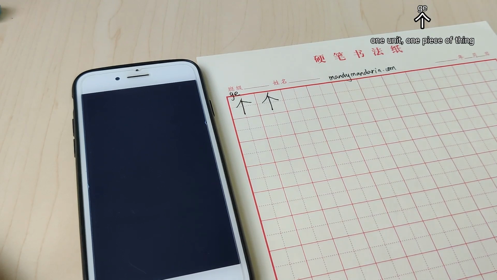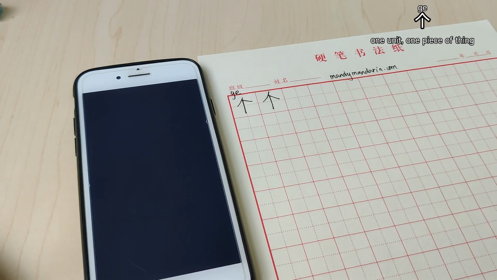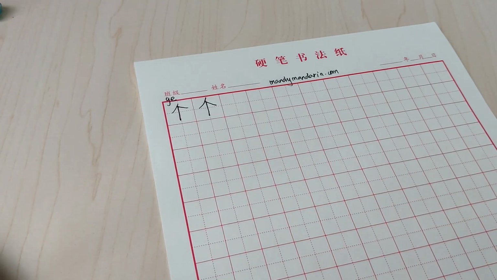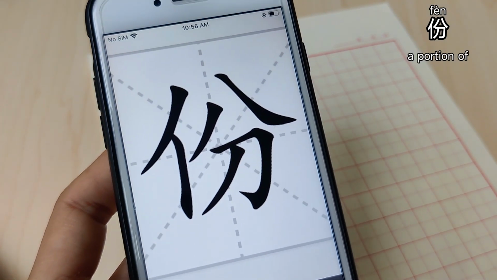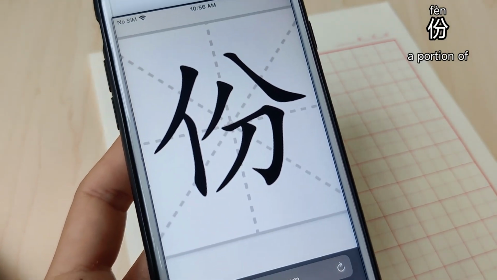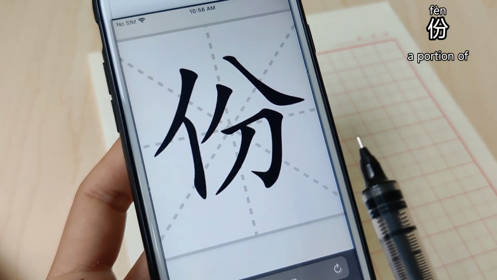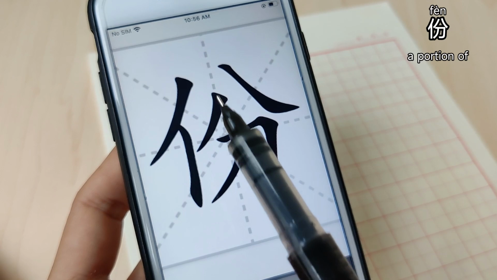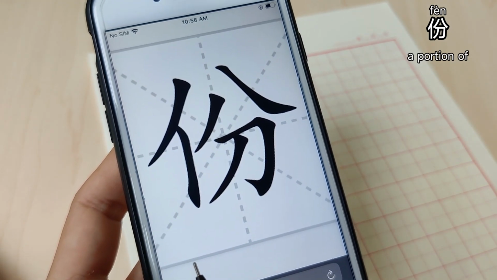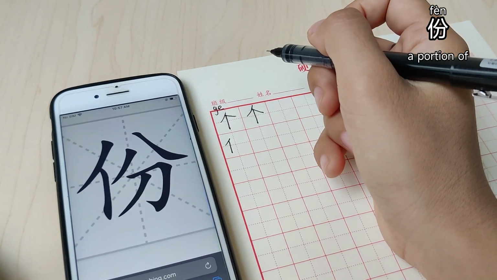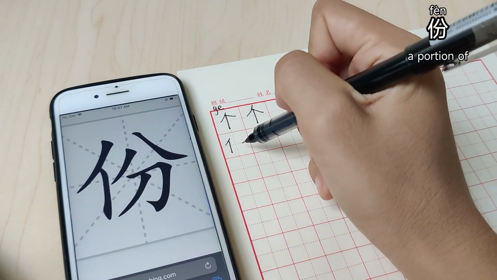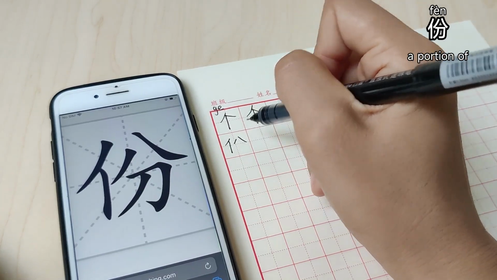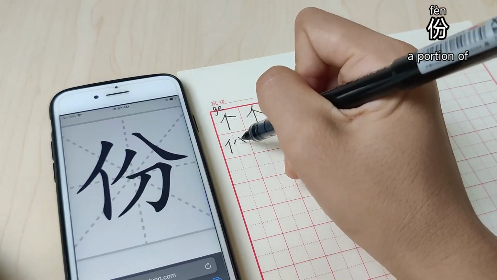If you don't know which measure word to use, 个 can be correct most of the time. Even though it's not always, it's still pretty useful for a beginner, right? Okay, so this is good. Now let's move on to the next one. 份, a portion of. So we can see this is a left-right structure, and on the left, this is the people radical. And on the top right part, it kind of looks like the 8, but not exactly the same.